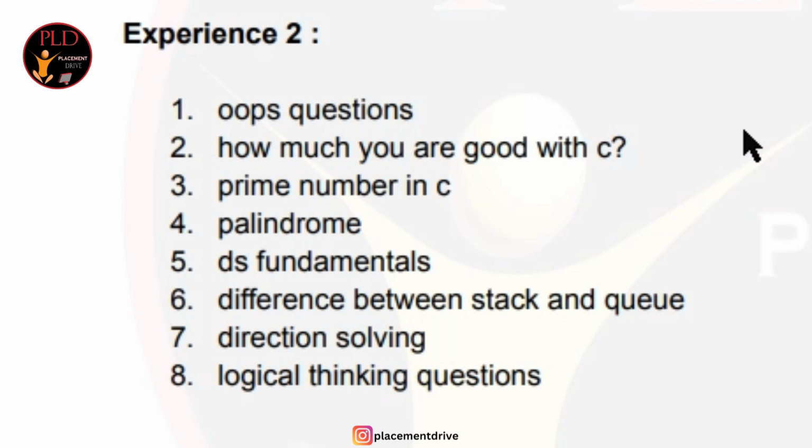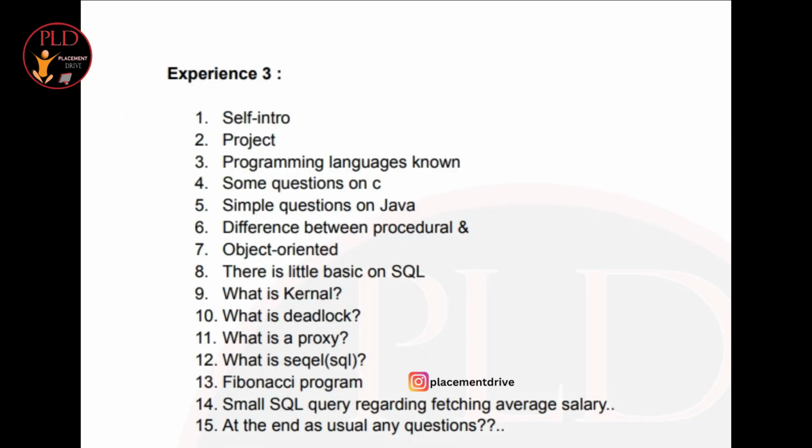The interview started with introduction. The candidate introduced themselves, providing insights into their background, education, and interest. And the second question is project details. The candidate shared details about their projects, including technologies used, their role in the project, and any challenges faced.